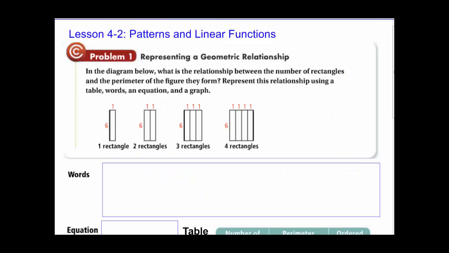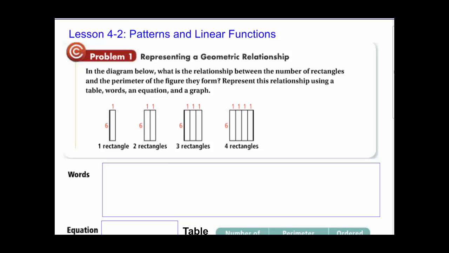Alrighty. So now when we look at patterns and linear functions, okay, this represents a geometric relationship. In the diagram below, we need to figure out, well, what is the relationship between the number of rectangles and the perimeter of the figure they form? Okay? And then we need to represent this by using a table, words, an equation, and a graph.